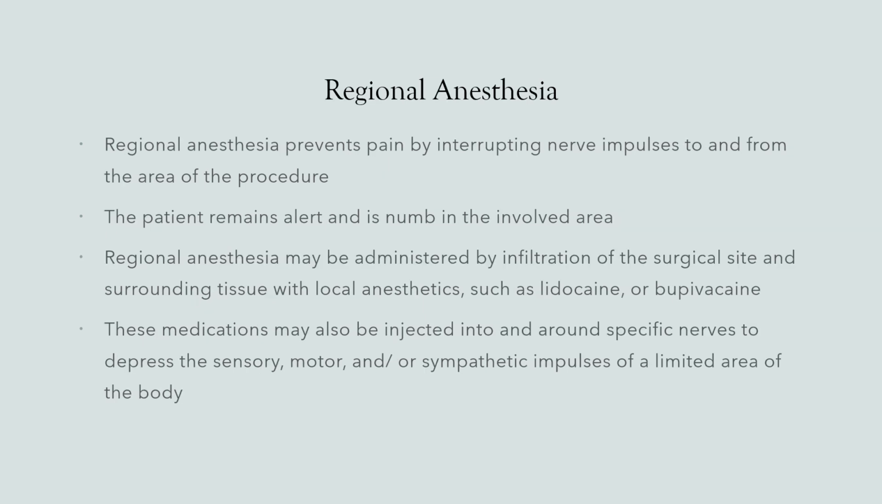Regional anesthesia. This will prevent pain by interrupting the nerve impulse to and from the area of the procedure. The patient remains alert, but they are numb to the involved area. Regional anesthesia may be administered by infiltration of the surgical site and surrounding tissue with local anesthetics such as lidocaine or bupivacaine. These medications may also be injected into and around specific nerves to depress the sensory, motor, and or sympathetic impulses of a limited area of the body.